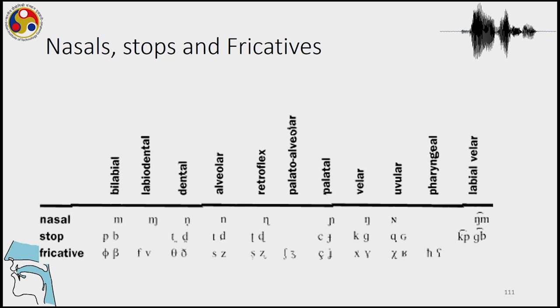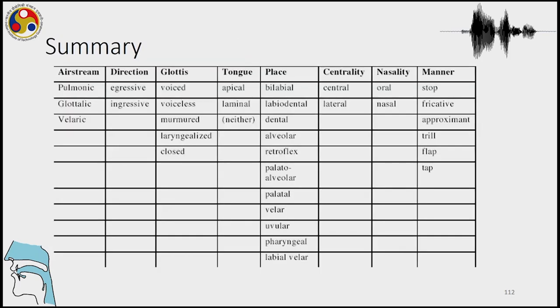In the palatal region, all three of them. In the velar region, all three manners of articulation. In the uvular also, all three manners of articulation are possible. In the pharyngeal region, it's mostly fricatives. And in the labial-velar place of articulation, we find only nasals and stops.